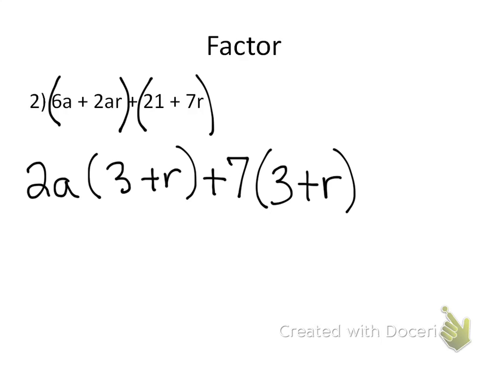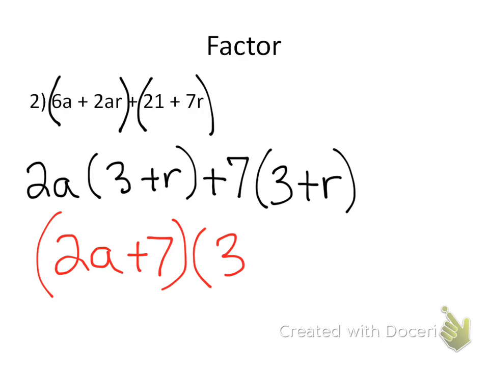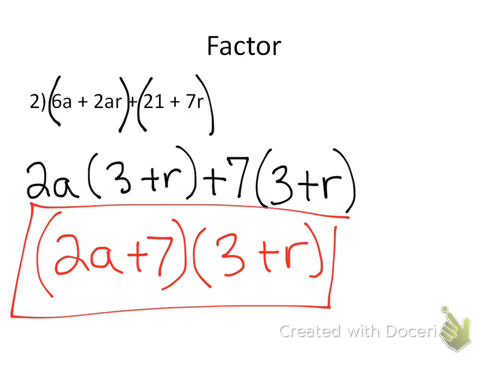So as I'm writing my binomials, what would they be? Good. 3 plus r. Great. And again, you can check your work here. 2a times 3 gives us 6a. 2a times r gives us 2ar. 3 times 7 gives us 21. 7 times r gives us 7r.